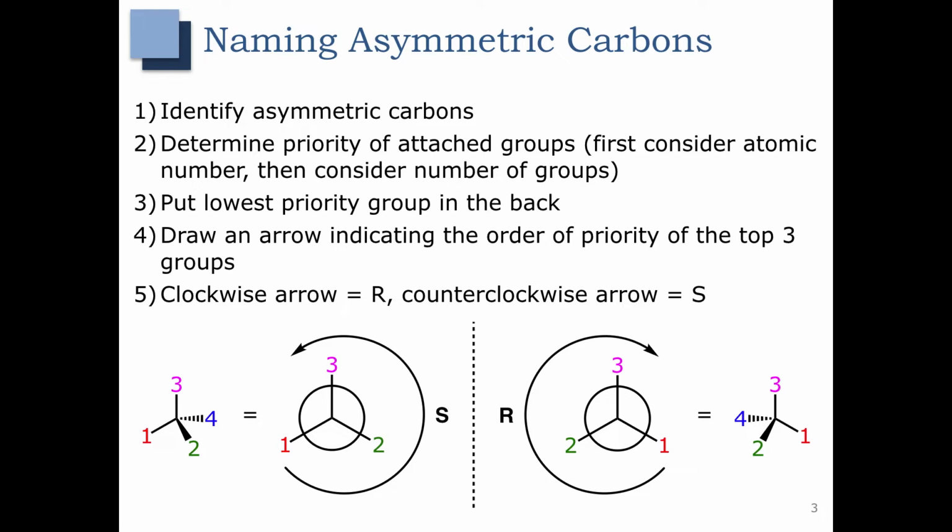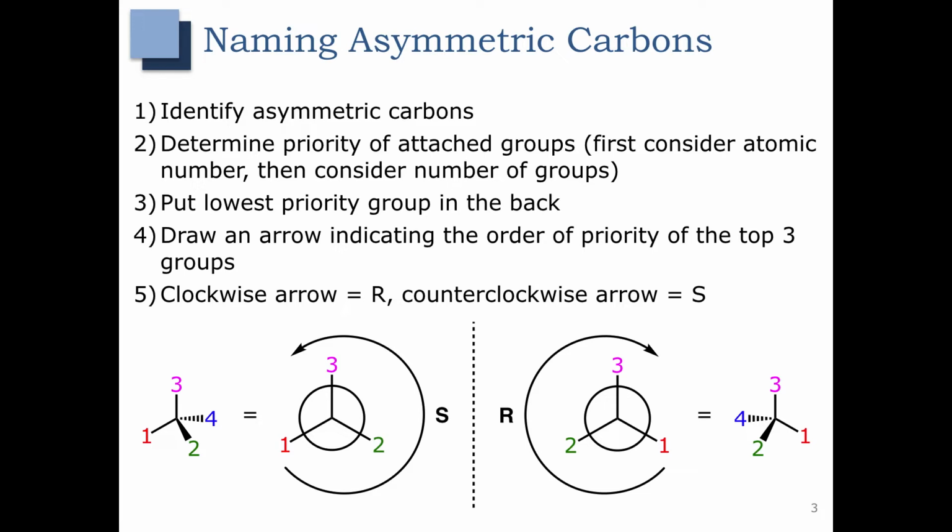The next thing you're going to be doing is putting the lowest priority group in the back. So whatever your number 4 is, often it's going to be a hydrogen, but it's not always. You'll rotate the molecule to put that group in the back. And then we're going to draw an arrow indicating the order of priority of the top 3 groups.